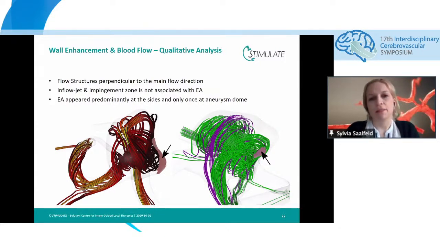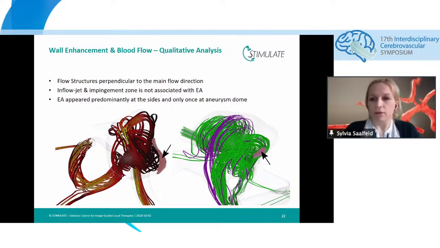And what we could see in a qualitative way is that flow structures perpendicular to the main flow direction were present next to these wall enhancement patches. So that means that the main inflow, which is responsible for the inflow jet and the corresponding impingement zone, is not associated with these wall enhancement areas, or enhanced areas, EA for short. We also noticed another finding, that our enhanced areas appeared predominantly at the sides. For all cases except one, the enhanced areas were on the side of the aneurysm, and only for that one case was this area at the aneurysm dome.